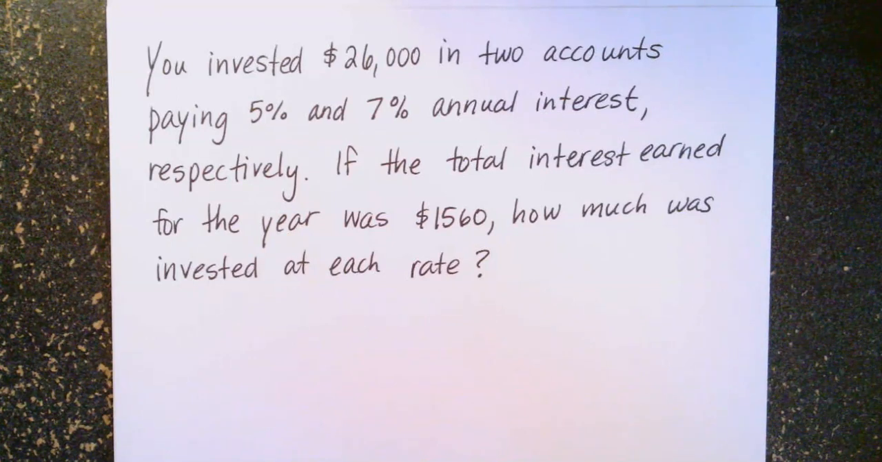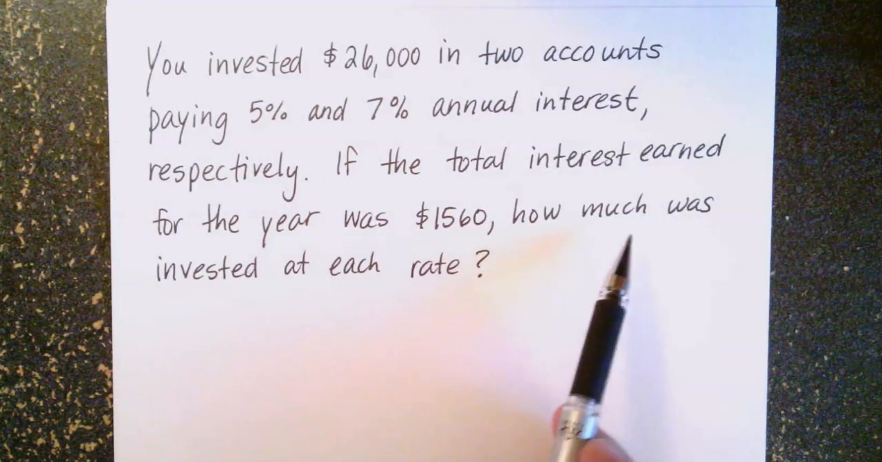Okay, so here's how the information is presented. It says you invested $26,000 in two accounts, paying 5% and 7% annual interest respectively. Respectively just basically says that 5% is one of them and 7% is the other one. So if the total interest earned for the year was $1,560, how much was invested at each rate?